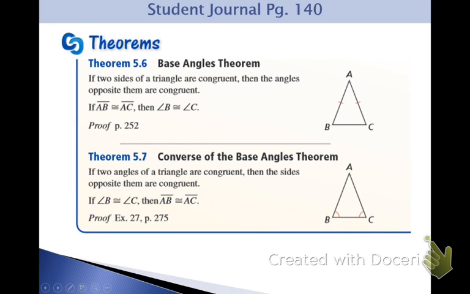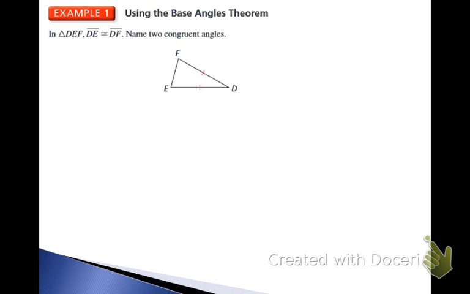All right, so we're going to do the problems at the very bottom. You got two of them. Would someone like to read the directions for me? Go ahead, Noah. Read the directions. Use the base angles theorem. In triangle DEF, line DE is congruent to DF. Name two congruent angles.